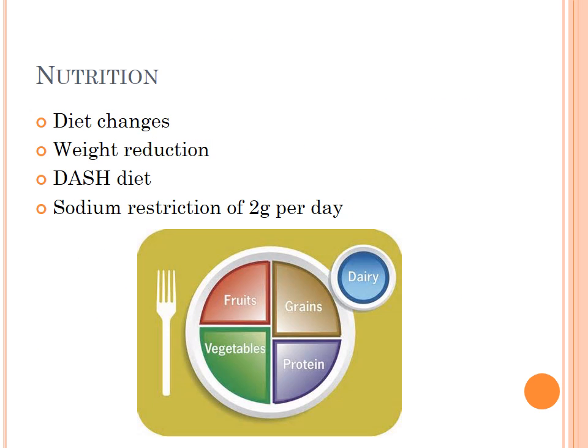The next thing we want to think about is nutrition status. We're going to talk to our patients about dietary changes, and we're going to talk to our patient about weight reduction. We're going to talk to our patient about the DASH diet, which is dietary approaches to stop hypertension. And we are going to put our patient on a sodium restriction.